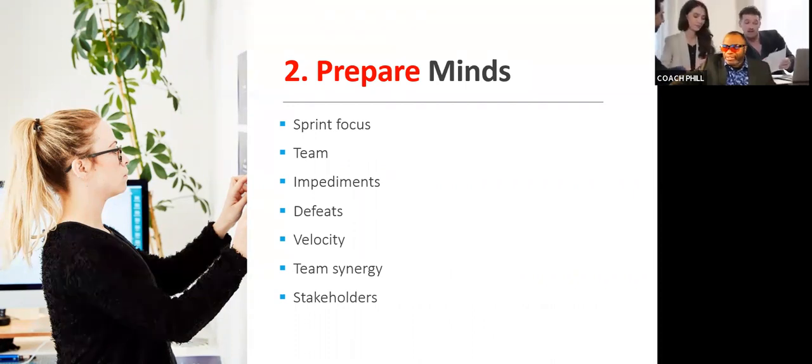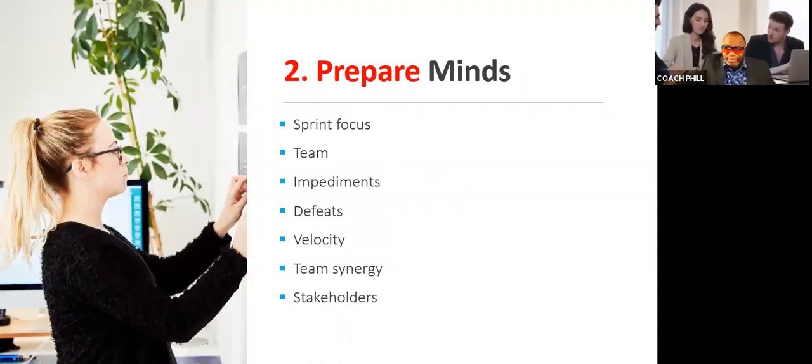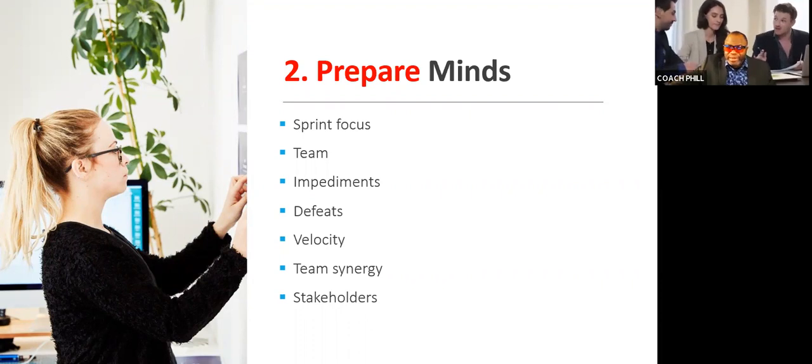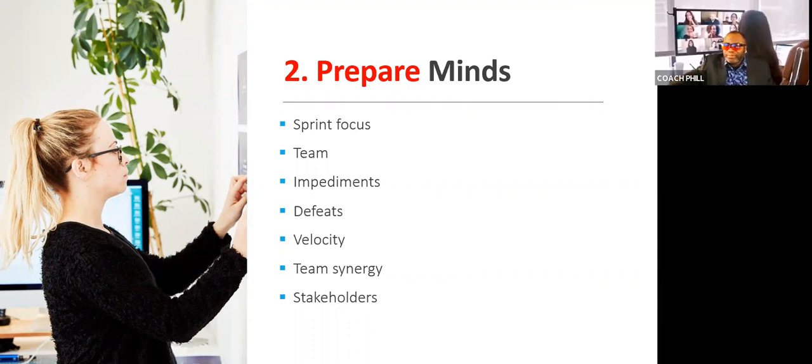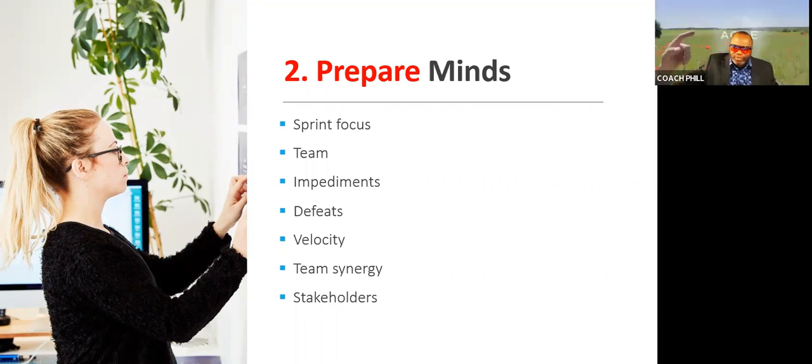Could be impediments you want to talk about a little bit more. Could be defeats you've suffered. It could be velocity you want to talk about. It could be team synergy, right? Team synergy could be a topic. What is the theme for the retrospective? That needs to be thought about. Otherwise, you're all over the place, thrashing around and not getting anything done. You don't want that to be the case. And sometimes it's stakeholders, how to improve our stakeholder engagement. How do we get them better aligned with what we're doing?